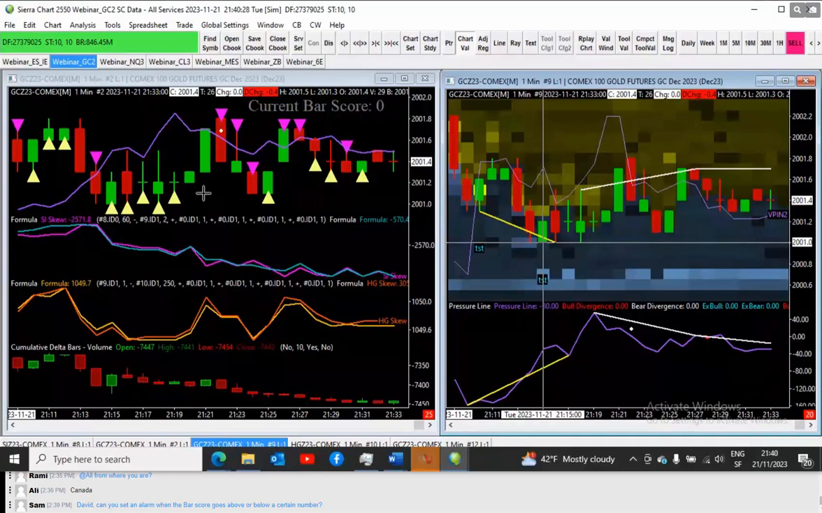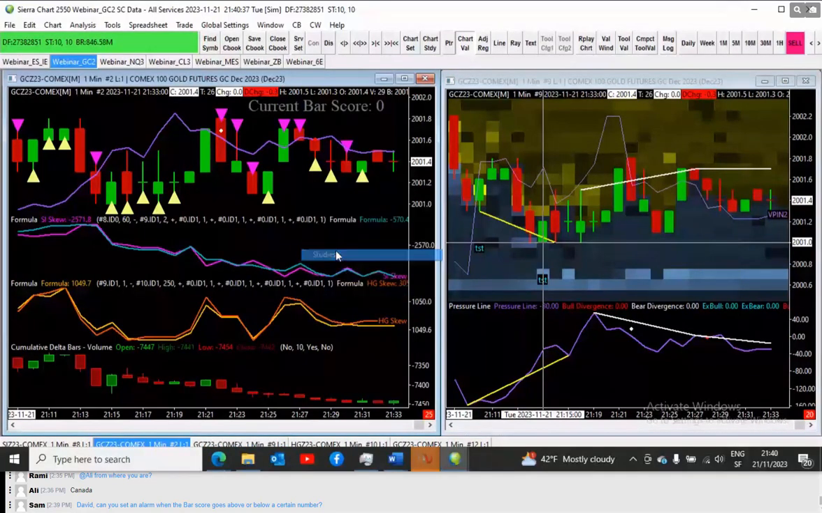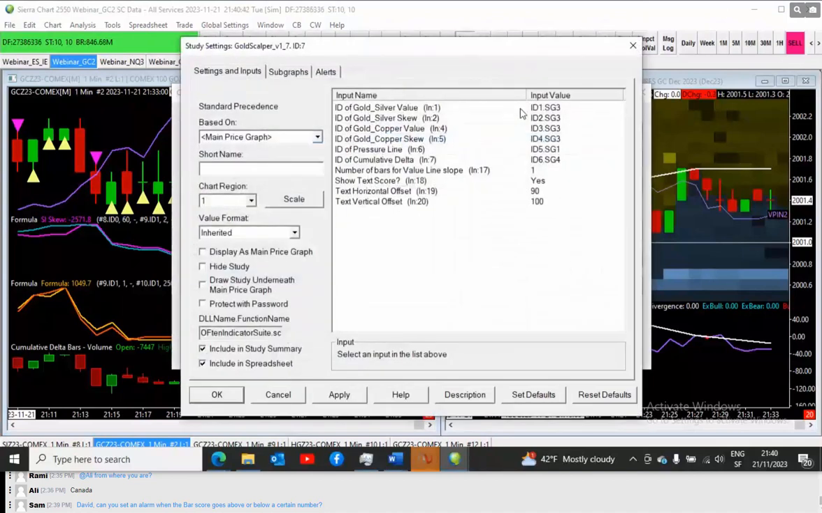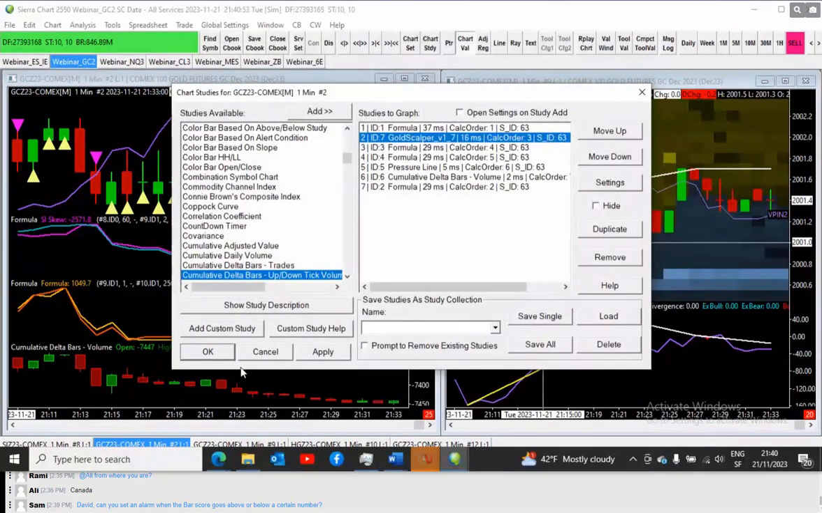You set an alarm when the bar score goes above or below a certain number. Can't remember, to be honest. I have alarms on lots of things, but let me see. No, but I could easily put one in. Yeah, it's not there at the moment, Sam, but that would be very easy to add. I'll put it on my long list of requests.